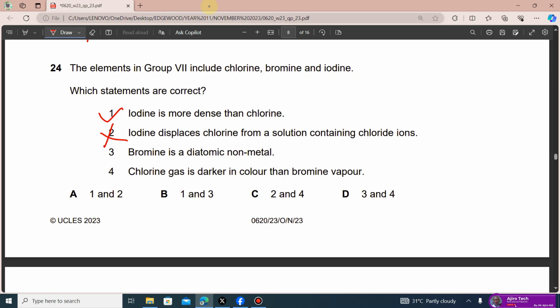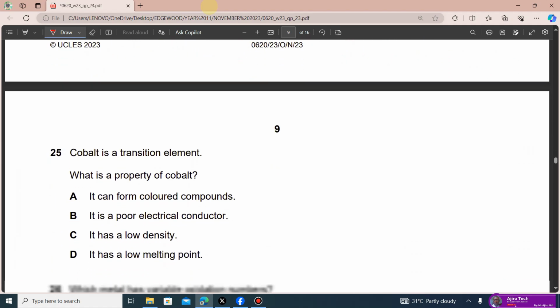So let's look at our options. Where do we have two? A is wrong, this is wrong. Now, bromine is a diatomic non-metal. That's correct. Okay, so we have 1 and 3 because halogens generally are diatomic, so they're all diatomic in nature. So 1 and 3, not 1 and 4. Chlorine is darker in color than bromine. No. So 1 and 3 is the answer to that.